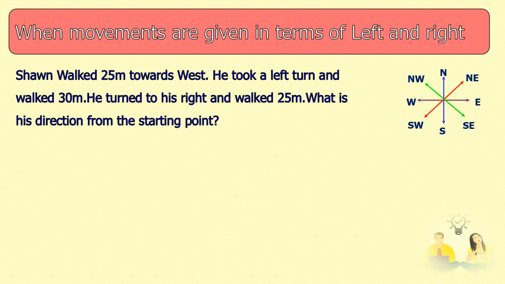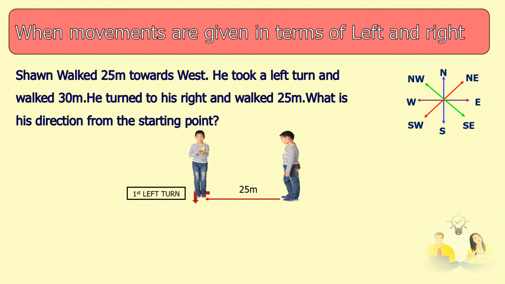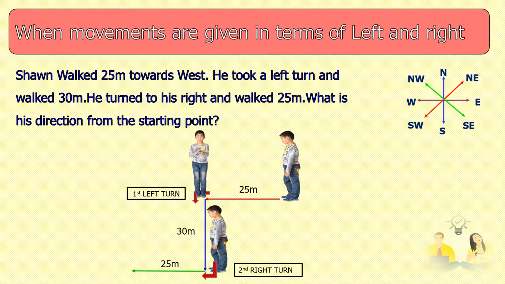Let's see. Sean walked 25 meters towards west. He took a left turn, so his left will be towards south, and walked 30 meters. Now he turned to his right. When he is walking towards south, his right will be west. So now he is going in west direction and walked 25 meters. What is his direction from the starting point?